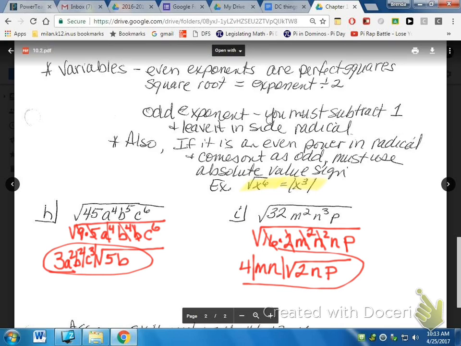And you are done. So again, anything that would be to an even power that comes out to an odd power, put it in an absolute value symbol. That takes care of any accidental negative values, and everything else is left inside the radical.